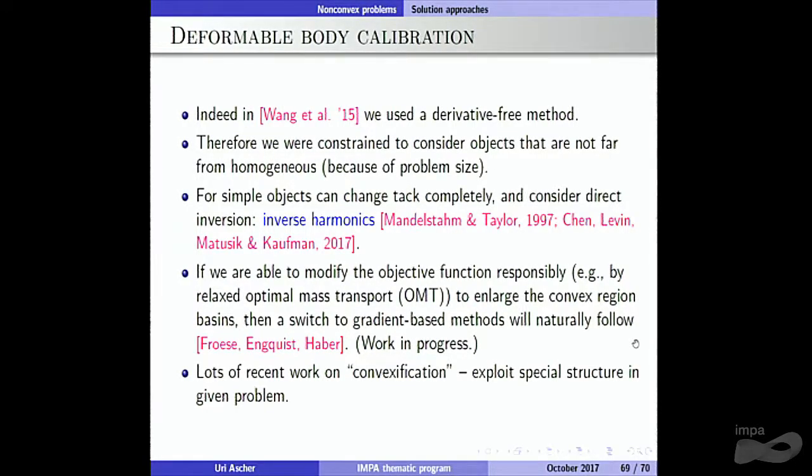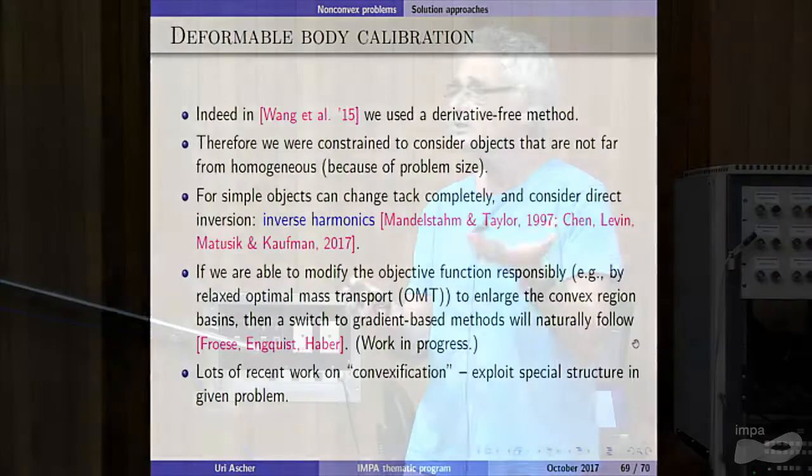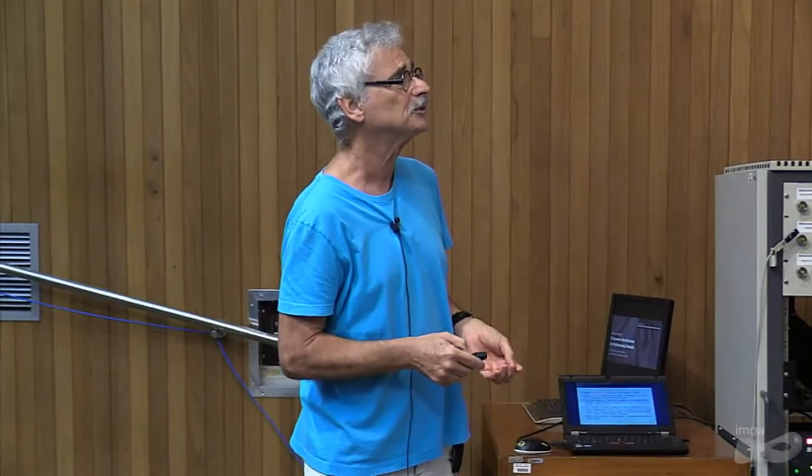And people talk a lot about convexification. Try to do some sort of convexification of the given problem because it's somehow special and you take advantage of the specialty of the problem. Often it amounts to a splitting method, really.